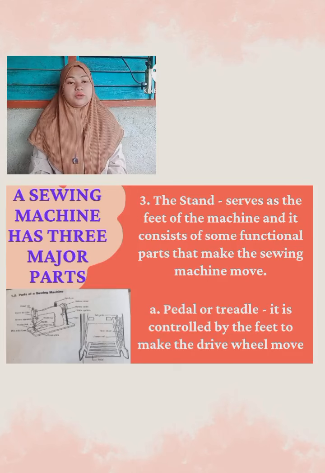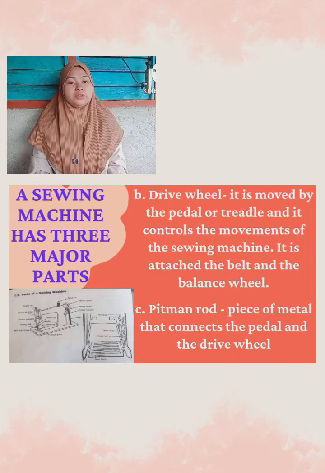First is the pedal or treadle, which is controlled by the feet to make the drive wheel move. The pedal, we know what a pedal is. And then the drive wheel. It is moved by the pedal or treadle and it controls the movement of the sewing machine. It is attached to the belt and the balance wheel. And then the pitman rod, which is a piece of metal that connects the pedal and the drive wheel.